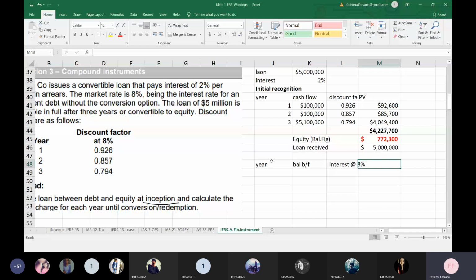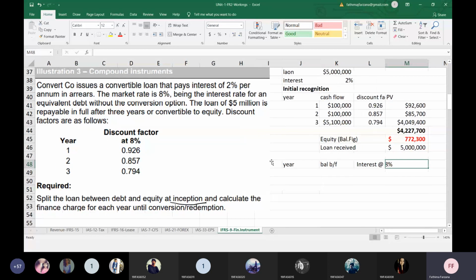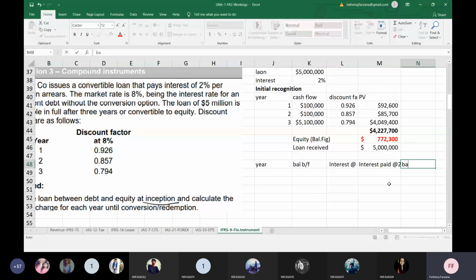Then I'll be having the amount paid. In this, are we paying the amount, or are we going to issue the shares? They are asking here, calculate the finance charge for each year, right? Only the finance charge they are asking. So we are going to do only interest paid. Do this, I'll tell you what the slight difference is here. Interest paid at 2%. And then we'll be having balance carried forward.